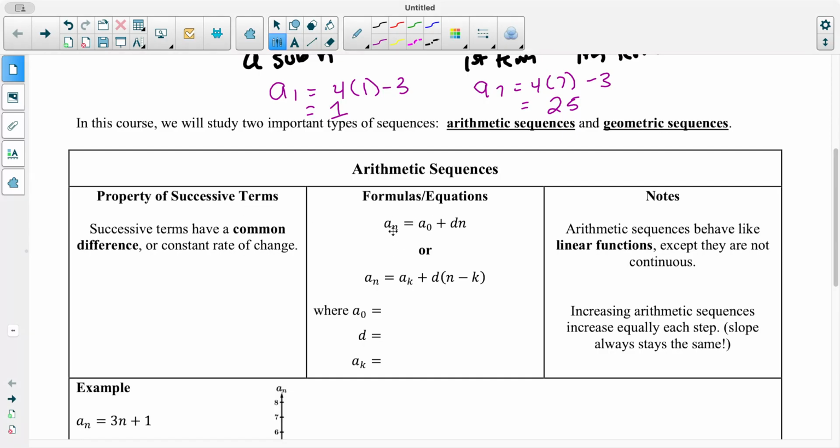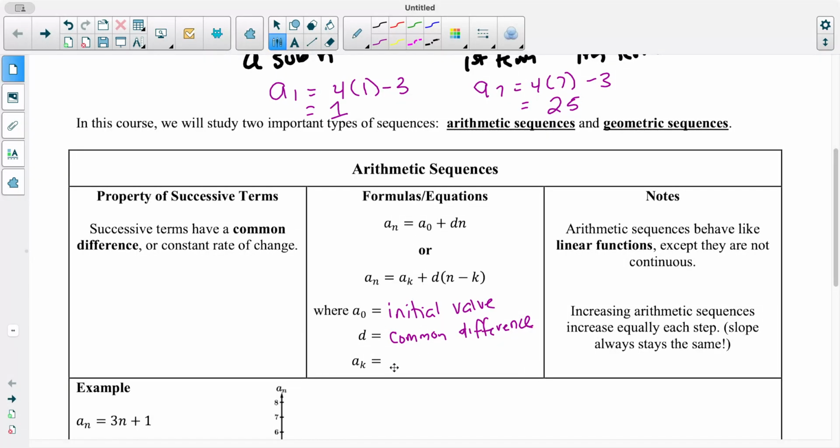Okay, so you can write it as a sub n equals a sub 0. Now we already said a sub 0 is the first term, or sorry, the initial value, sort of like your y-intercept in a linear problem. So your 0th term. Okay, d is your common difference. Okay, so that is for the first way of writing it. The second way of writing it, a sub n equals a sub k plus d, that common difference, times n minus k. So both of these are acceptable as far as how to write them.